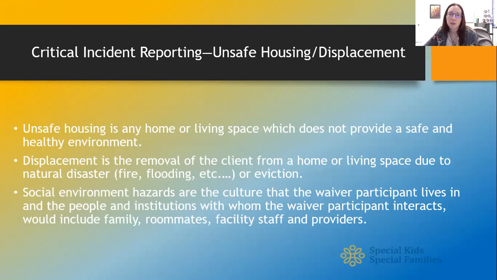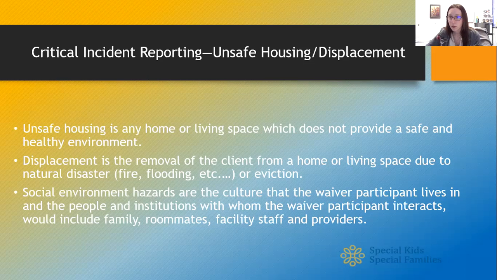Unsafe housing and displacement. Unsafe housing is any home or living space which does not provide a safe and healthy environment. Displacement is the removal of the client from a home or living space due to natural disaster. This is going to include fire, flooding, hail damage, which we do experience quite a bit here in Colorado, or, of course, eviction. Social environment hazards are the culture that the waiver participant lives in and the people and institutions with whom the waiver participant interacts. This would include family, roommates, facility, staff, and providers.